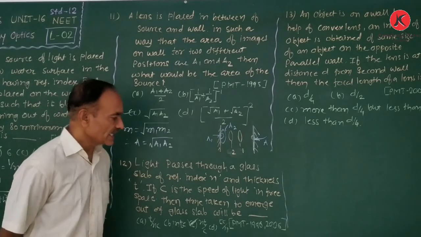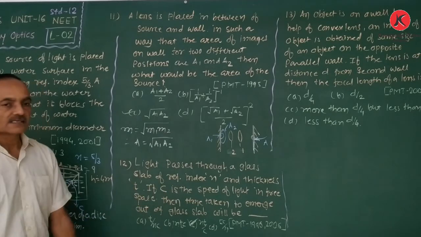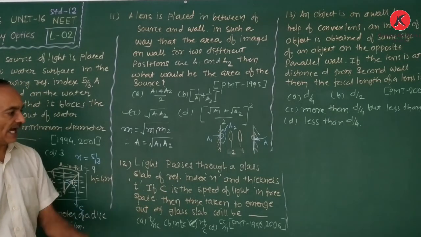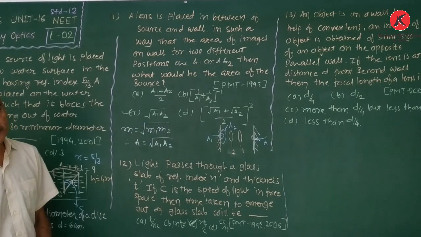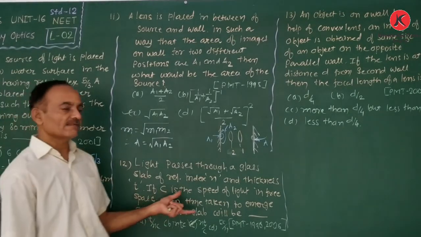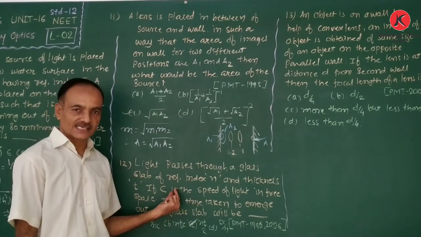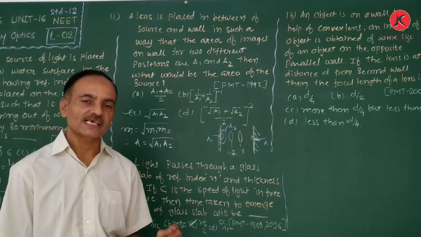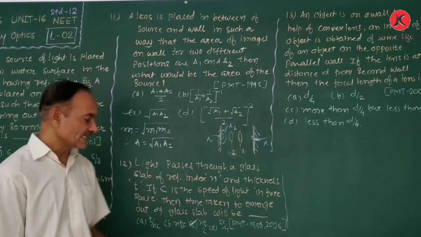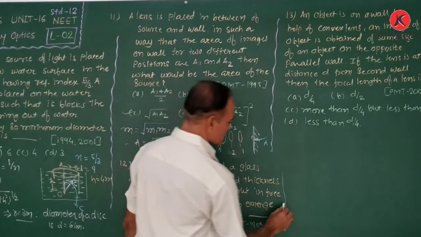Now, next numerical. Light passes through a glass slab of refractive index n and thickness t. If c is the speed of light in free space, then the time taken to emerge out of a glass slab will be. So this numerical we already discussed. In a glass plate of 4 mm thickness, the time taken by sunlight to pass through this glass of thickness 4 mm. At that time, which equation do we obtain? nt upon c.